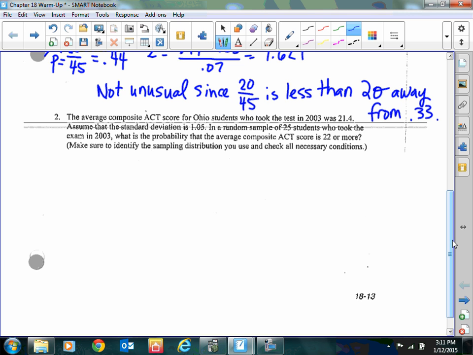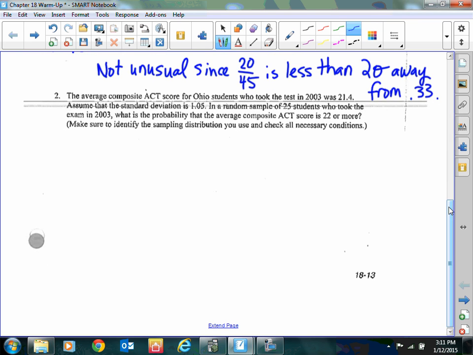All right. And so this last problem is an additional problem. So we actually have to start with the conditions all over again. So we're going to do random, independent, and large enough. So random. Let's see if the samples are randomly taken. Yes, it is stated that they take a random sample of 25 students, so I can write stated. That's good. Independent. Independent is that from sample to sample, the probability is not changing.